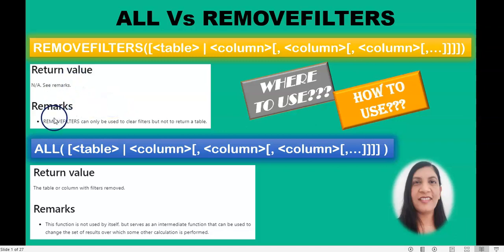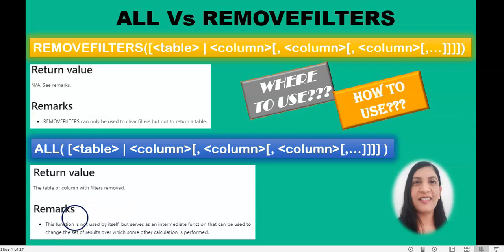As you can see, under REMOVEFILTERS, it can only be used to clear the filters but not to return a table. And the ALL function is not used by itself but serves as an intermediate function that can be used to change the set of results over which some other calculation is performed. The table or the column with filters removed. So it returns the table with your choice of filter removed. Okay, so that is what it's trying to say.